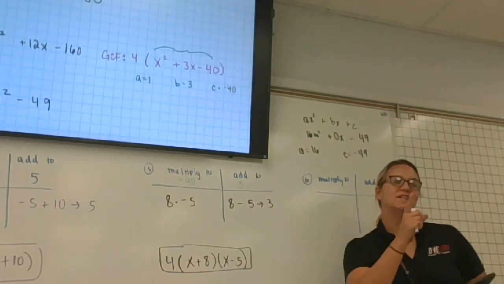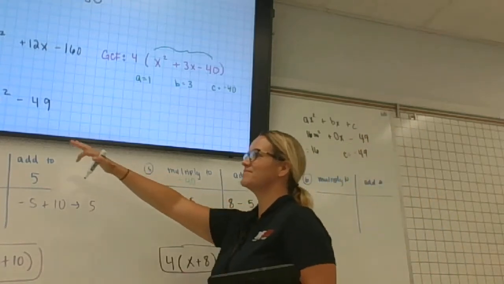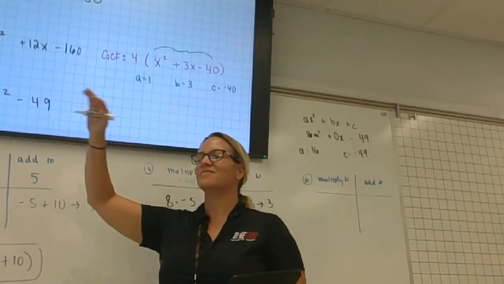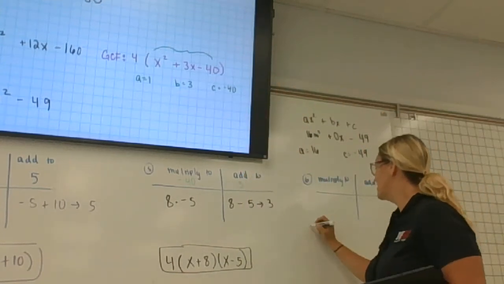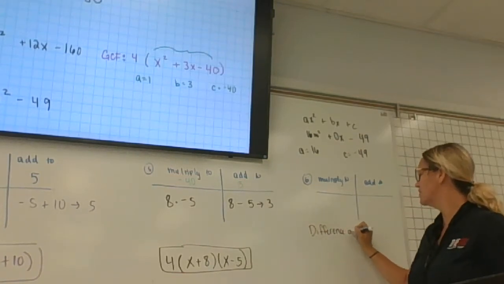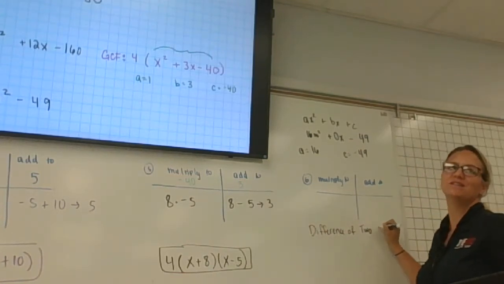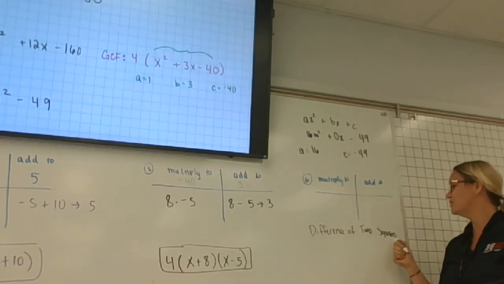What I will say is I taught you the name pretty good. What's the name of this? Yeah, it's one of those. It's a difference of two perfect squares. I just never really did one with you this difficult. But it's not difficult. Once you see it, you'll be like, of course. Difference of two perfect squares.